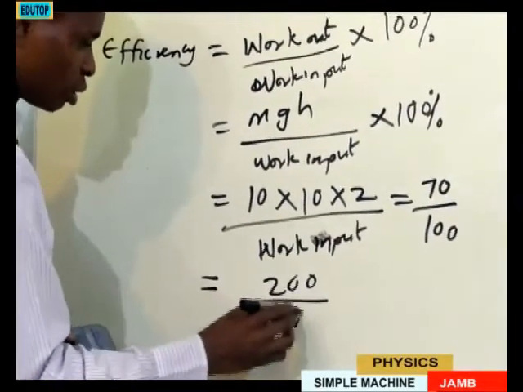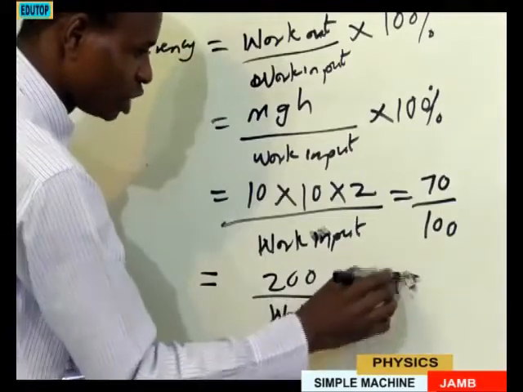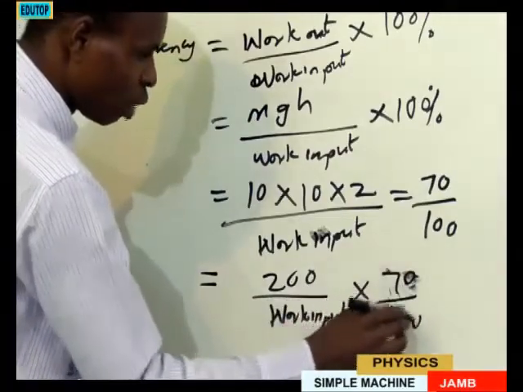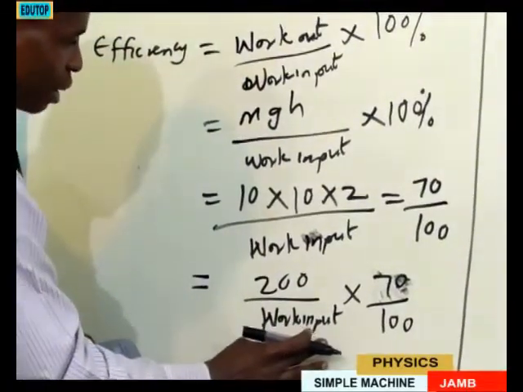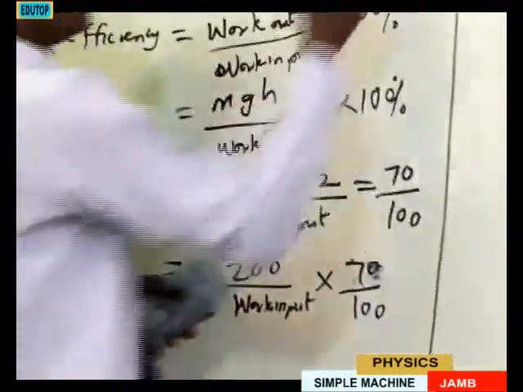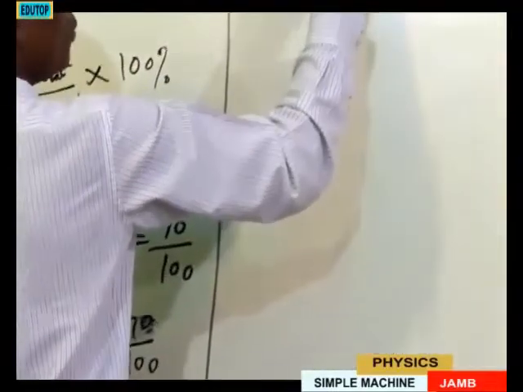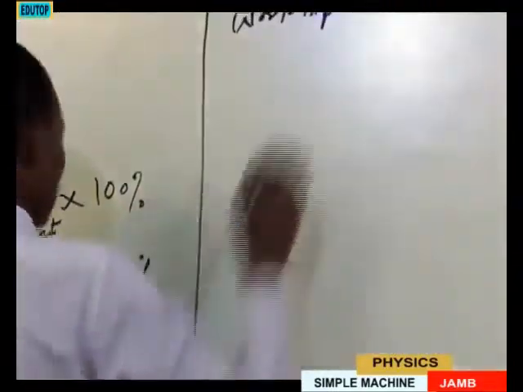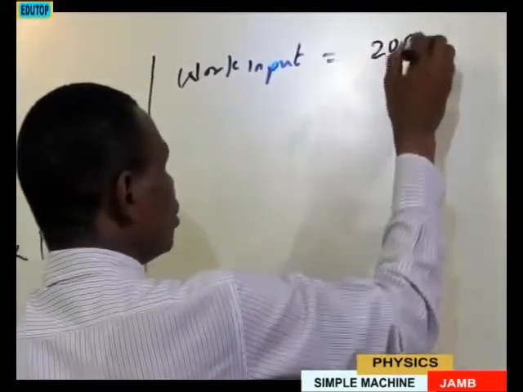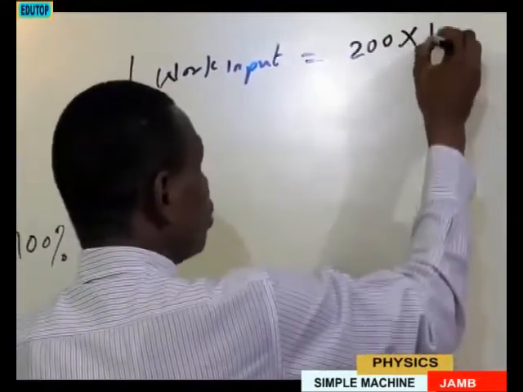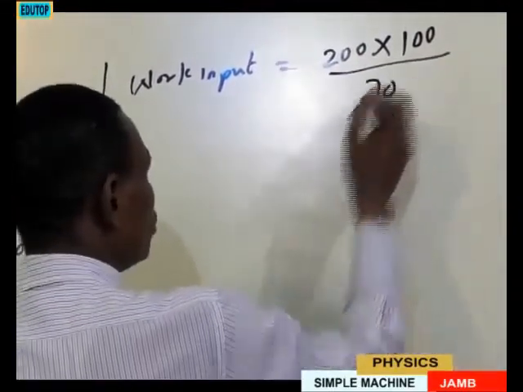Divided by work inputs times 70 divided by 100. From there, let's make work inputs the subject of the formula. Then we are going to have 200 times 100 all divided by 70.